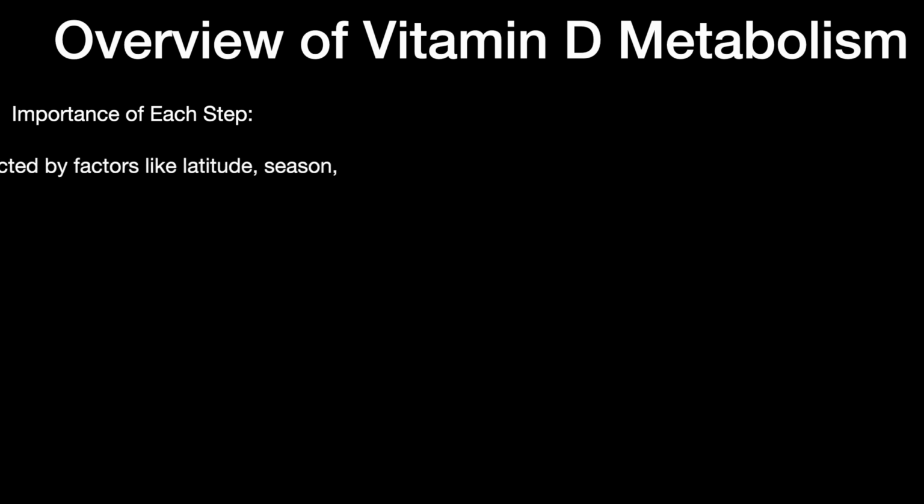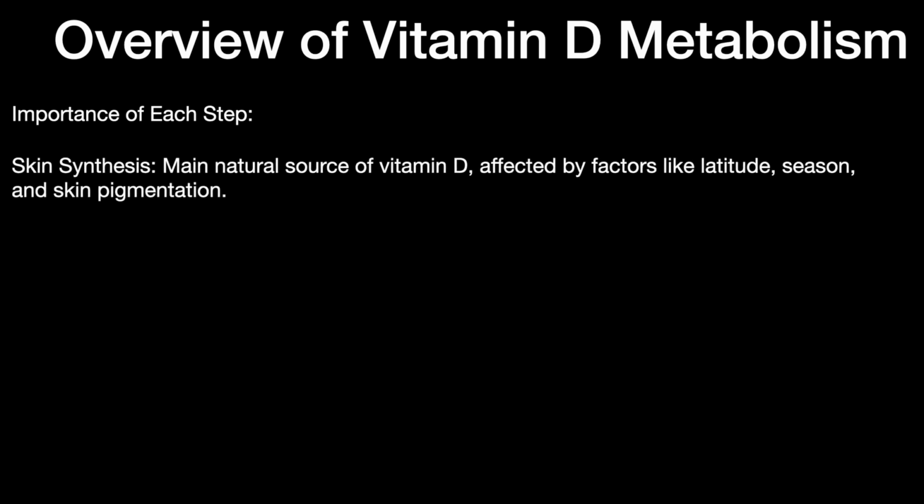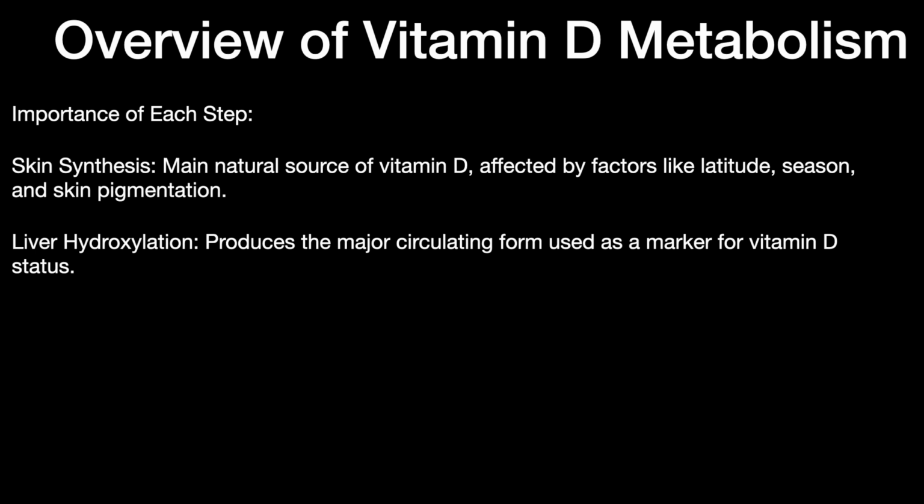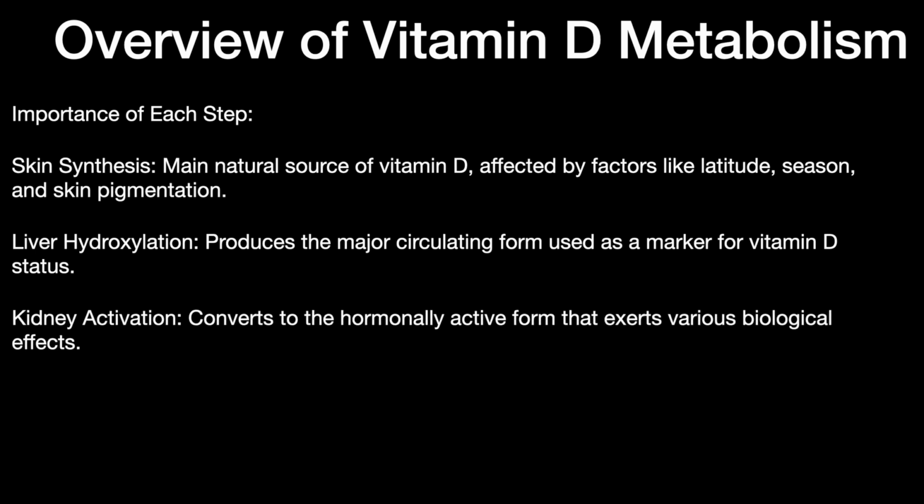So, an overview of the importance of each step: the skin is the main source of vitamin D, which is affected by factors like latitude, season, and skin pigmentation. Liver hydroxylation produces the major circulating form, which is used as a marker of the vitamin D status that we check. Next is the kidney, which converts it to the hormonally active form that exerts various biological effects.